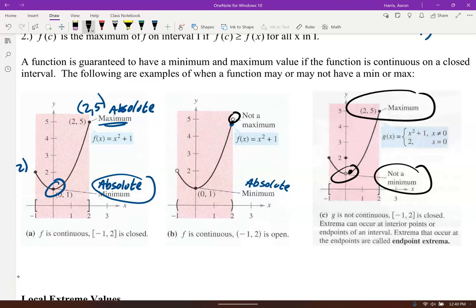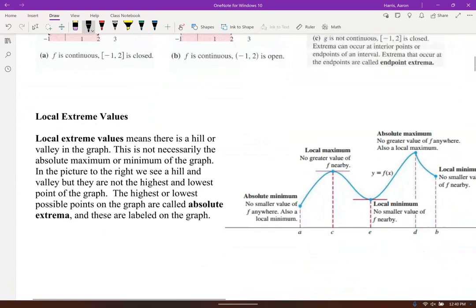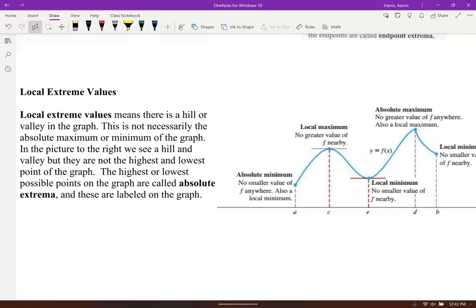Do I have a maximum? Yes. And this is actually our absolute maximum, right? That's the highest point on the graph. Let's look at another one here. I always like to think about hills and valleys, right? So with local or relative maximums and minimums. So this one is on a closed interval.